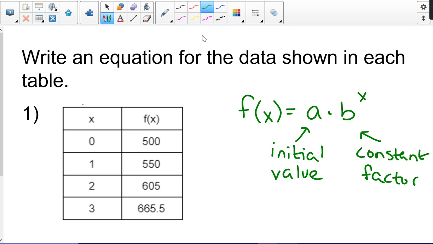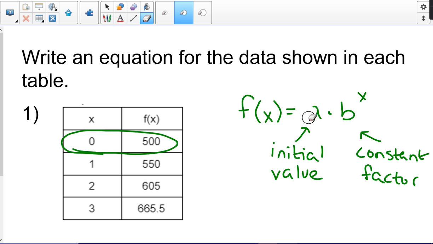So the initial value in this case is pretty simple to fill in. Okay, initial value is always when x is 0. When x is 0, I see that the output is 500. So I will put that right in there. Okay, 500 is the initial value.